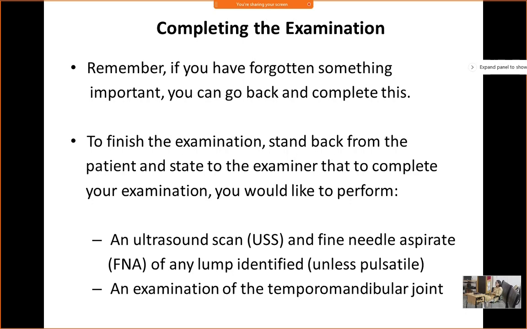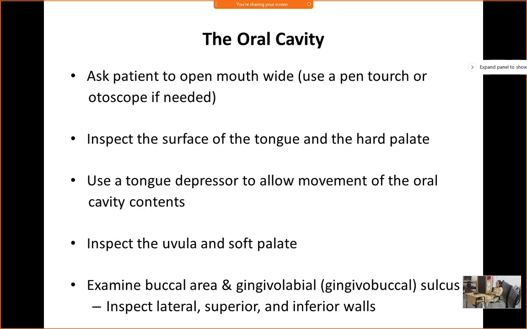Then an examination of the temporomandibular joint is also another important step. Then how do you examine the oral cavity? You ask the patient to open the mouth wide and, using a pen torch or an otoscope if needed, you inspect the surface of the tongue and the hard palate. You use a tongue depressor to allow movements of the oral cavity contents, and you inspect the uvula and the soft palate as well. So you examine the buccal area and the gingivo-labial or the gingivo-buccal sulcus. This also you have to inspect, both lateral, superior as well as the inferior walls of this sulcus.